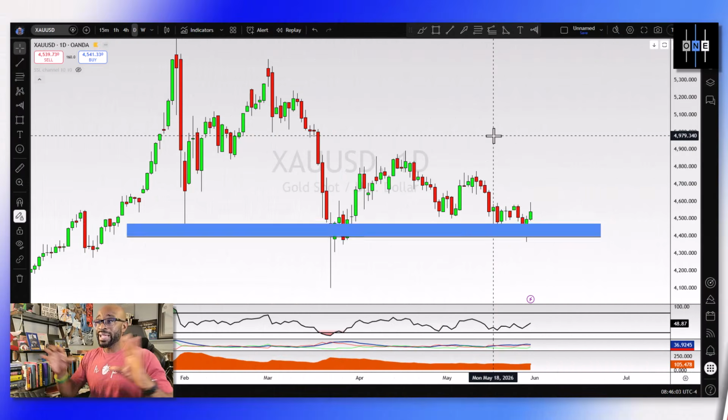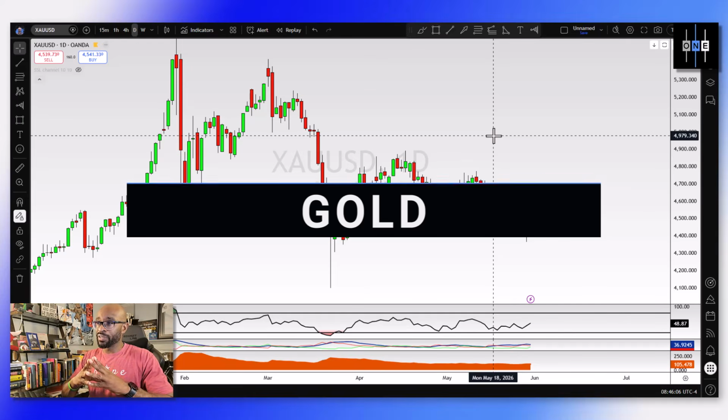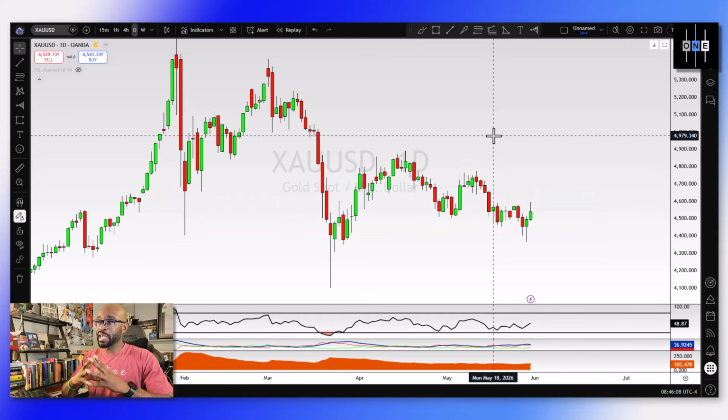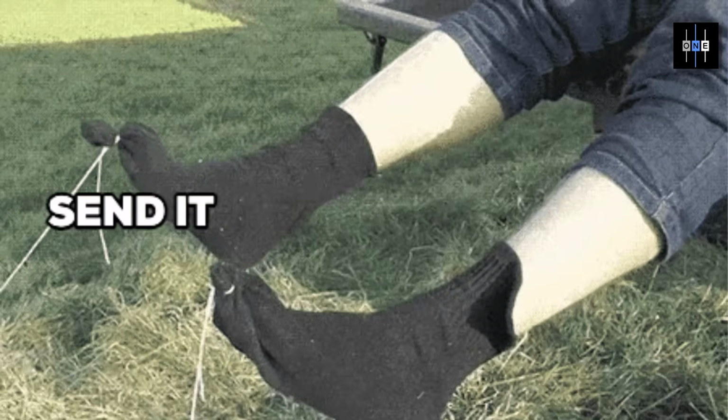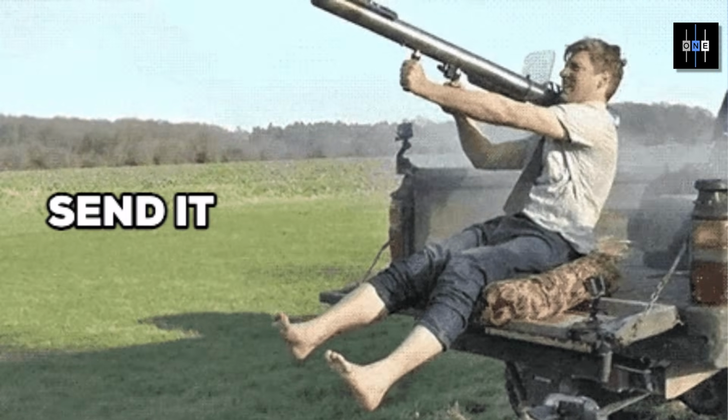Next is gold, and gold is fun because we have a lot of different things setting up, probably 3 or 4 or 5 different potential setups. And originally I was going to walk you through it, but seeing how we're over a half an hour already, let's just do it and get it out of the way.